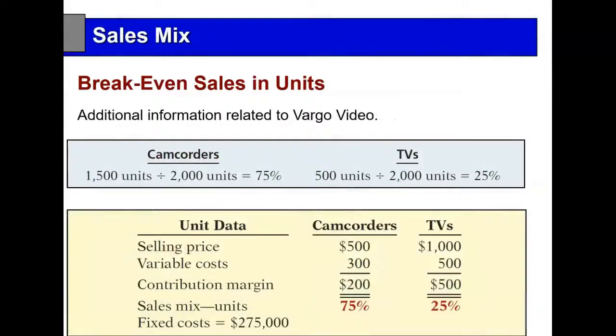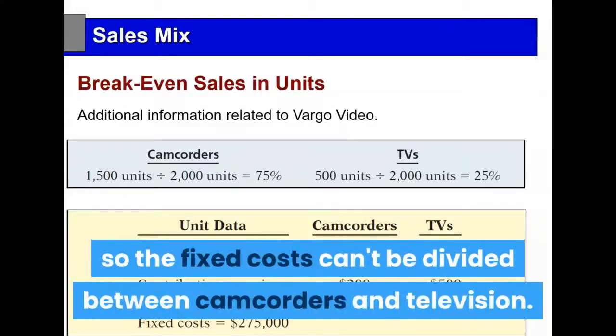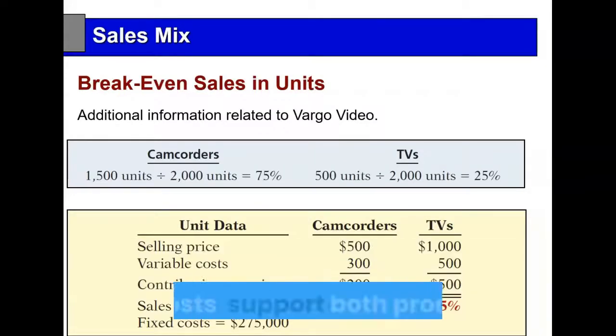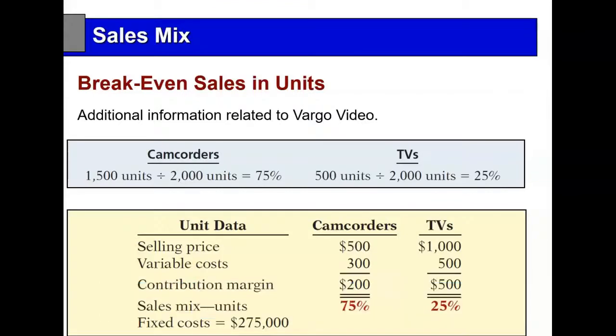So what we have to do now is determine the weighted average contribution margin. We have this information with regards to Vargo. We know the sales mix is 75-25. We know the selling price of a camcorder is $500, the variable cost is $300, and the contribution margin is $200. Televisions have a selling price of $1,000, variable cost of $500, and a contribution margin for each unit of $500.